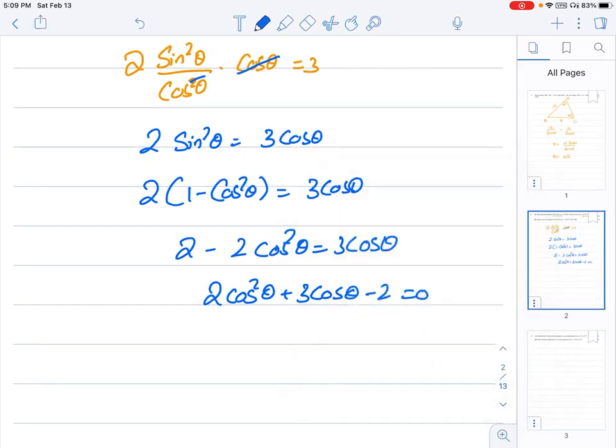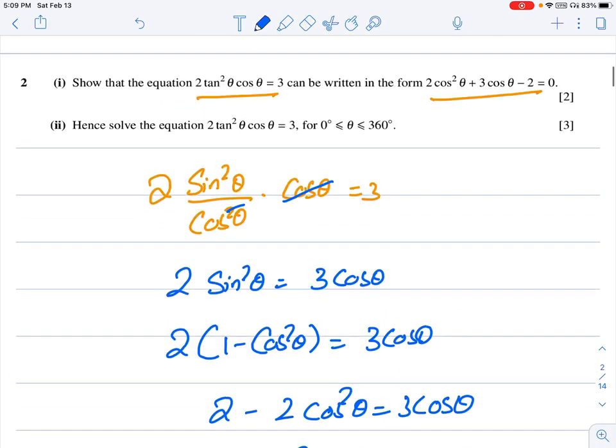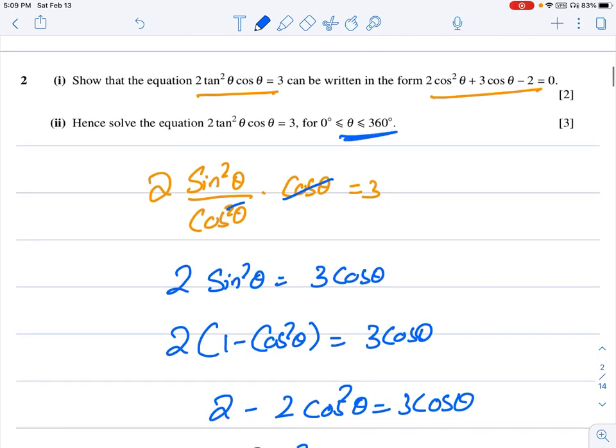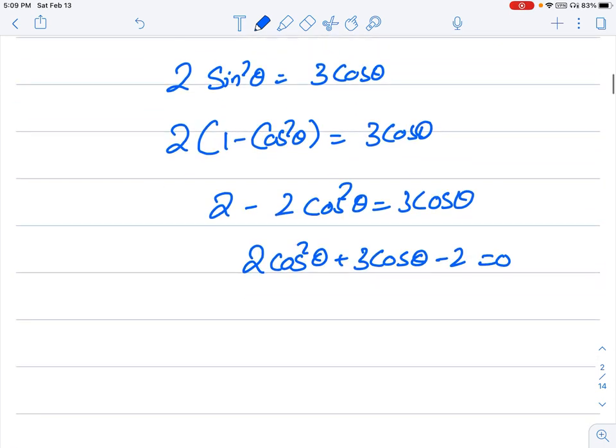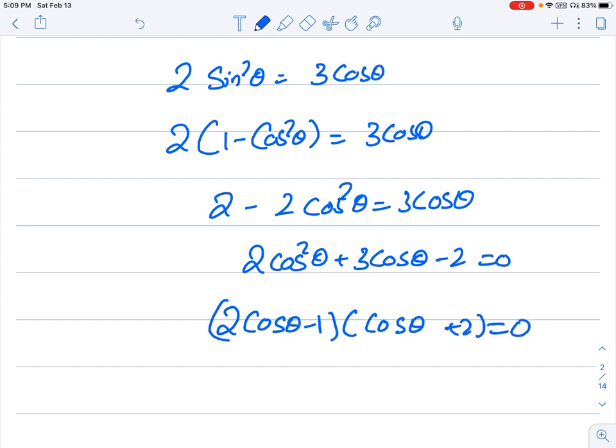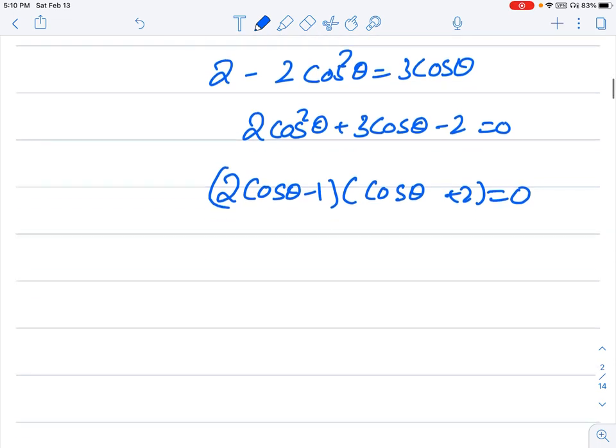Next, I need to solve, I think. So solve between 0 to 360 degrees. It's a quadratic. I solve this quadratic. So it becomes 2 cos theta minus 1 times cos theta plus 2. Am I correct? 2 cos square theta minus cos theta plus 4 cos theta. Does that become correct? Minus cos theta, then it becomes 4 cos theta minus cos theta. Yes, that's correct. So cos theta is equal to 1 upon 2.